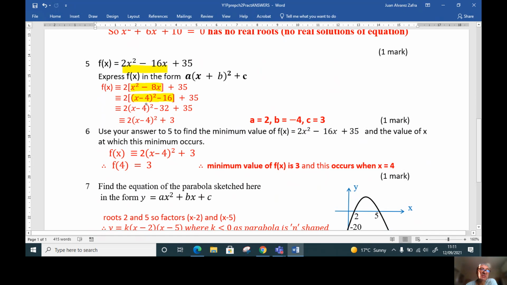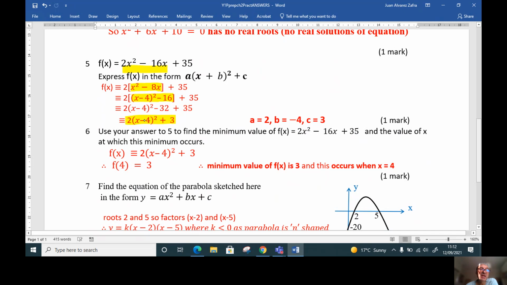Now if you multiply out without expanding the x minus 4 squared, we get 2 times x minus 4 squared, and 2 times the minus 16 gives us minus 32. So be careful, very easy to miss that, the 2 times minus 16. And then we also have plus 35, minus 32 plus 35 is plus 3. And so we get this.